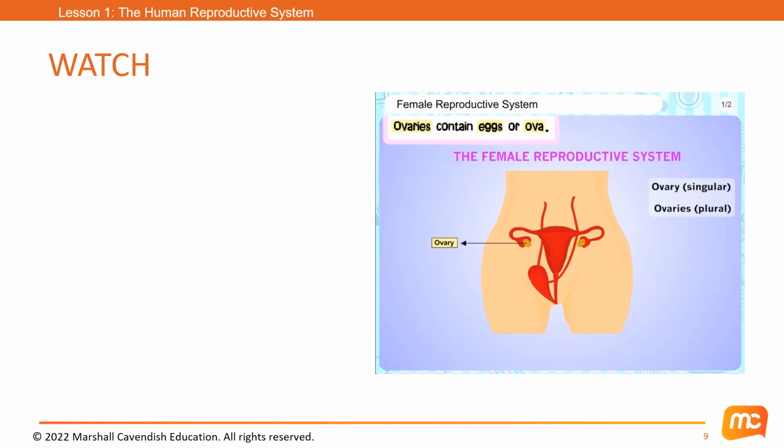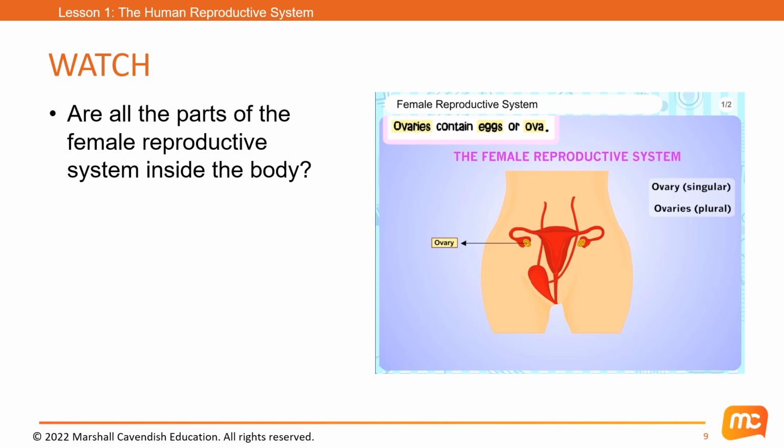Let's talk about this picture. Okay, are all the parts of the female reproductive system inside the body? Yes, of course, true. All the parts of the female reproductive system are inside the body, unlike the male reproductive system, where the testes and also the penis are outside the body. Where are eggs released in the female reproductive system? The answer is ovaries. Very good.